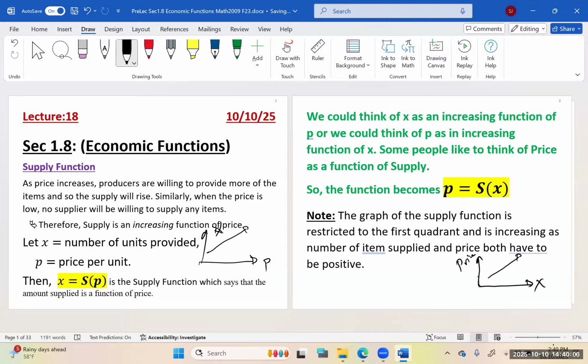So it's an increasing function. And since the quantity and the money both have to be positive, you can never have negative supply or negative money. So this function strictly lies in the first quadrant. It cannot go below the first quadrant or into the second quadrant or the fourth quadrant. It's strictly restricted to the first quadrant because your supply and money are both positive in real life. Any question?